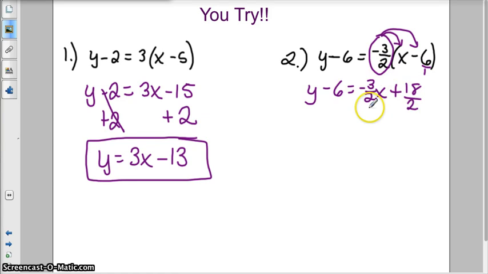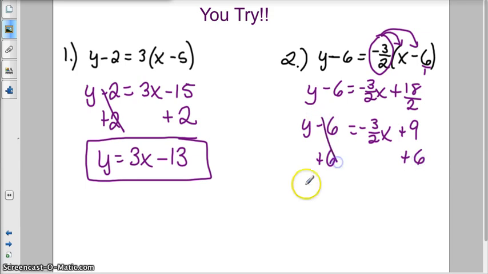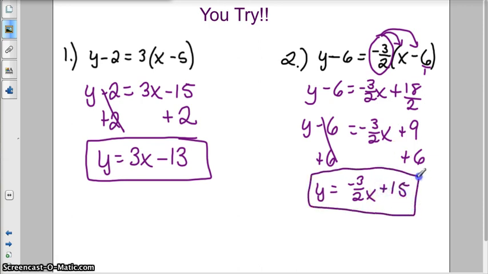Okay, next we want to reduce any fractions down that we can. So we're going to bring down our y minus 6 equals negative 3 over 2x plus 18 divided by 2 is 9. And our last and final step is to move the y sub 1 term over, because we want y by itself. So plus 6, y equals negative 3 over 2x, and then 9 plus 6 is 15. And there it is, in y equals mx plus b.